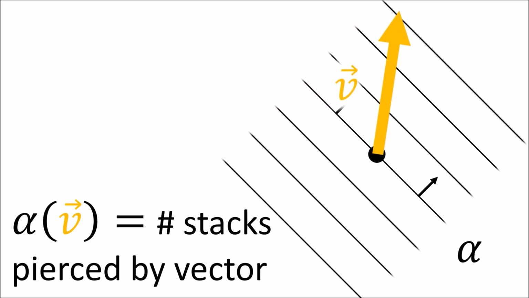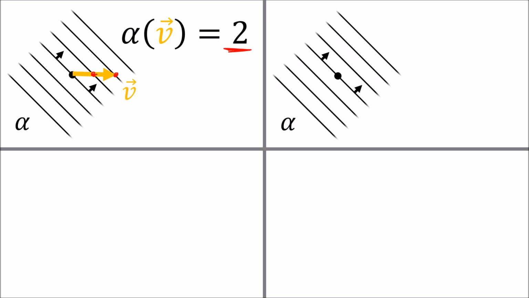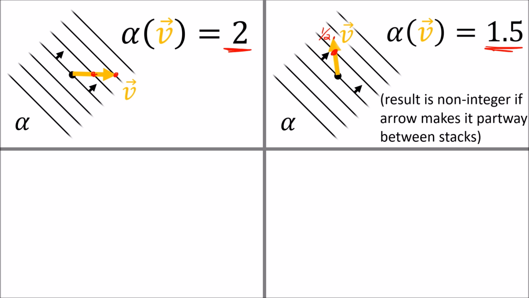So if we look here, the vector v pierces 1, 2, 3 stacks of alpha. So alpha of v is equal to 3. In this example, v pierces 1, 2 stacks of alpha, so alpha of v is equal to 2. In this example, v pierces one stack line, but gets halfway to the second stack line, so we say that alpha of v is equal to 1.5. So the result of alpha of v is non-integer if the arrow makes it part way between the stacks.